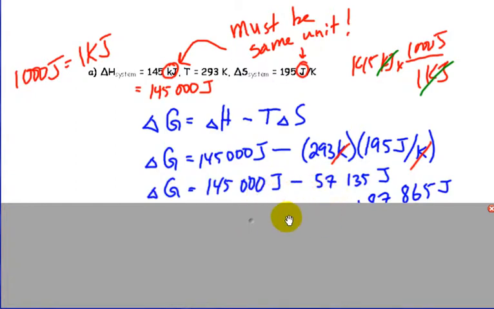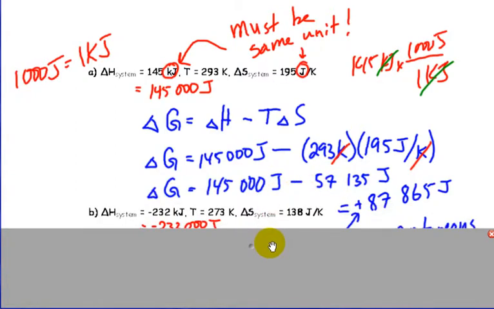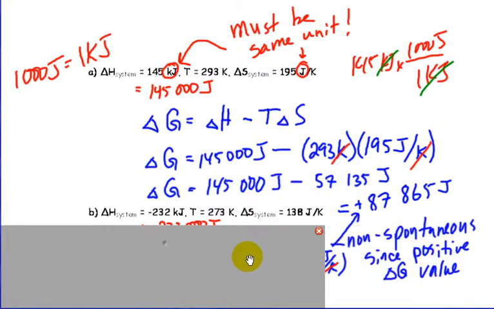145,000 minus 57,135, we get 87,865. Since that's a positive number, we will have a non-spontaneous reaction. Okay? Next, and of course I forgot to mention here, kilojoules to joules is multiplied by 1,000.